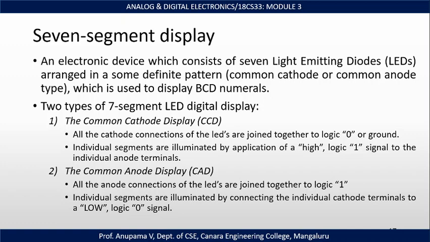And individual segments are illuminated by connecting the cathode terminal to 0. So when I give the 0 to the cathode terminal, that respective LED will glow in the case of common anode display. But in the case of common cathode display, when I give logic 1 to the respective anode of the 7 segment display, that particular LED segment will glow.